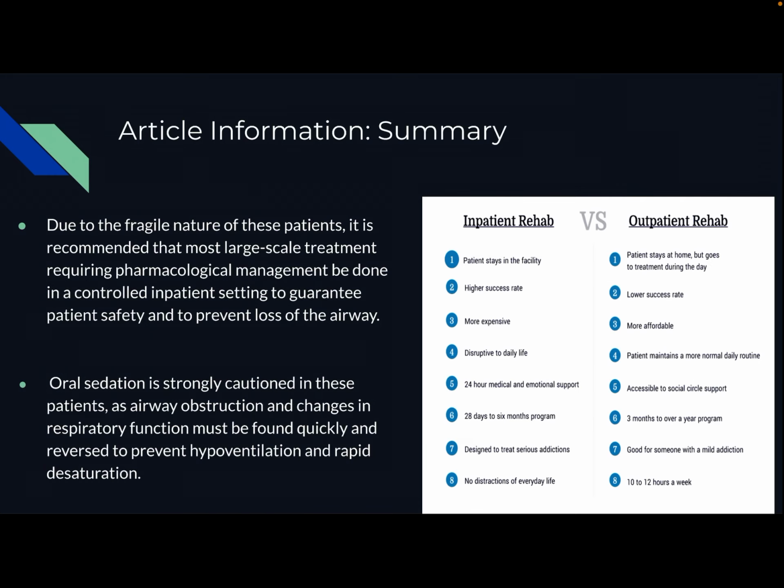Due to the fragile nature of these patients, it is recommended that most large-scale treatment requiring pharmacological management be done in a controlled inpatient setting to guarantee patient safety and to prevent loss of the airway. Oral sedation is strongly cautioned in these patients, as airway obstruction and changes in the respiratory function must be found quickly and reserved to prevent hyperventilation and rapid desaturation. Interestingly to note, inpatient rehab versus outpatient rehab.